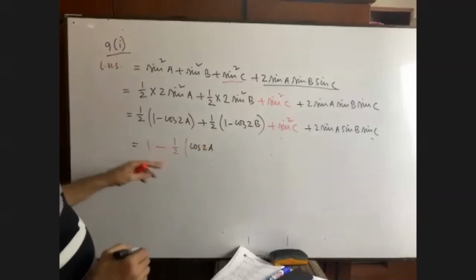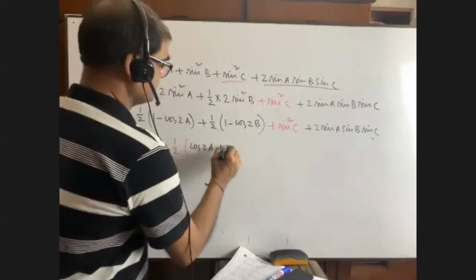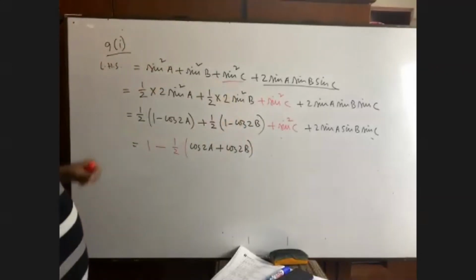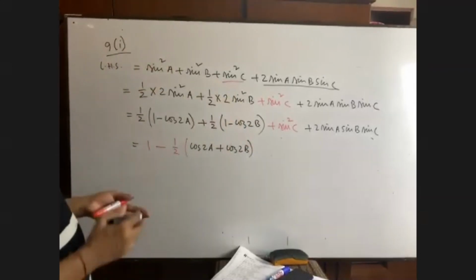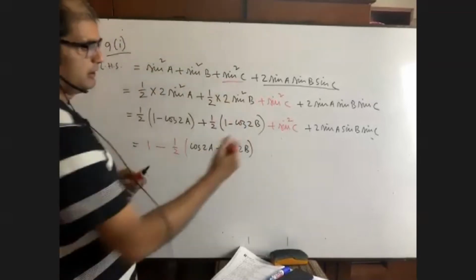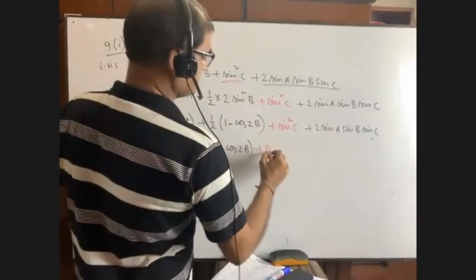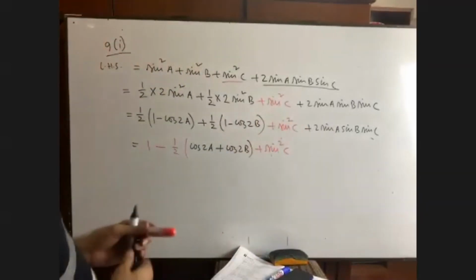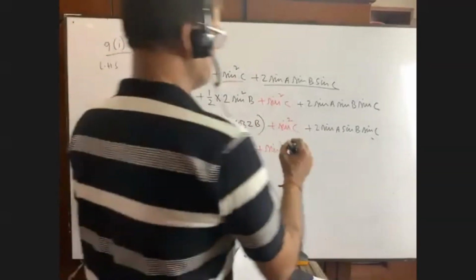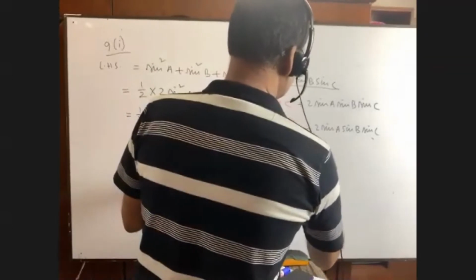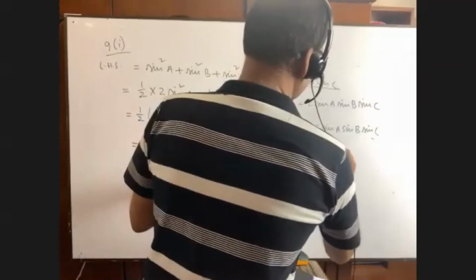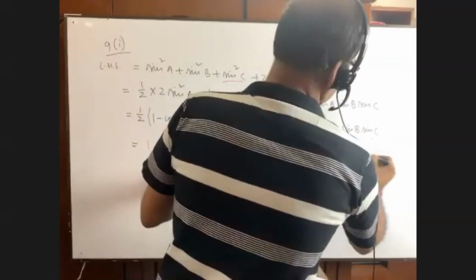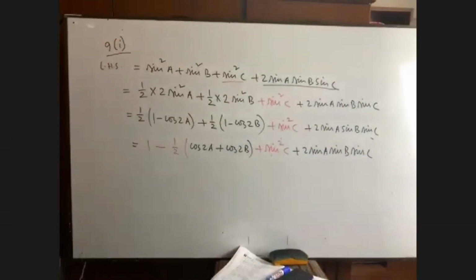And minus has been taken common, so it will be plus cosine 2b. Now, what is our next function? It will be kept as it is: sin C cos C. Then 2 sin A sin B sin C, it will be written as it is.